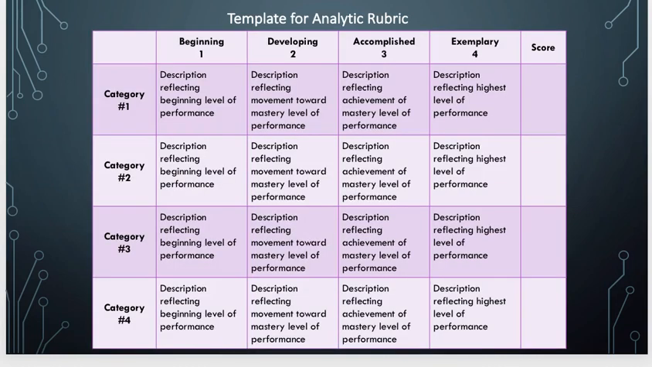Here's a template for an analytic rubric where you have different levels and different categories. So you are looking at multiple categories rather than just one item. And this is the type of rubric I traditionally use in my courses. Then I read an article about a single point rubric, and it makes a lot of sense. It'll save me time in rubric development, and I think it will communicate feedback more effectively to students.